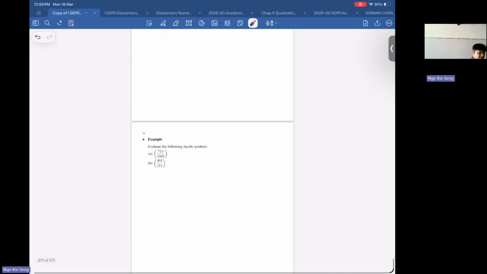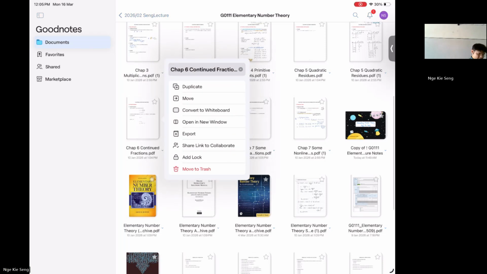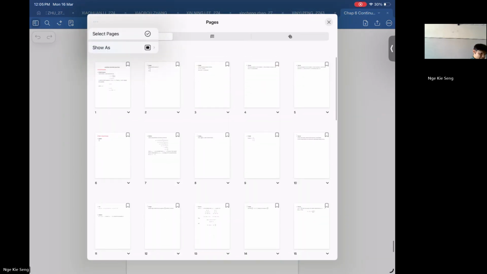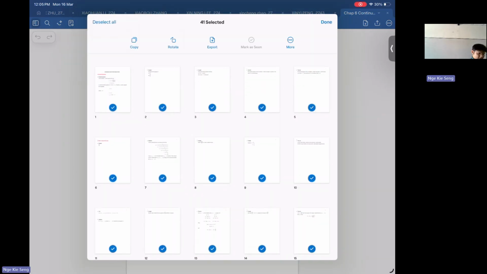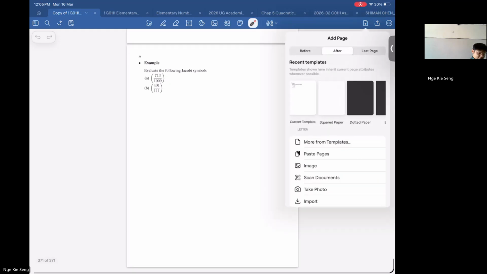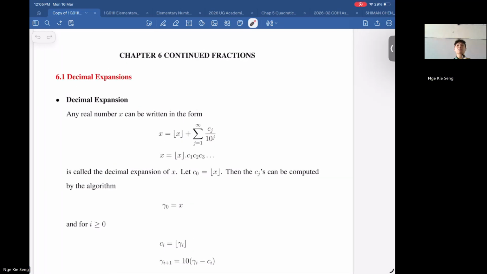Okay, if no question, then we will start new stuff today, which is continued fractions. I want to give you a heads-up warning. This chapter is quite tedious. So be careful, it's very tedious. So let's start. When we go to chapter 6, chapter 7 is not far already, meaning we are going to end this course very soon.